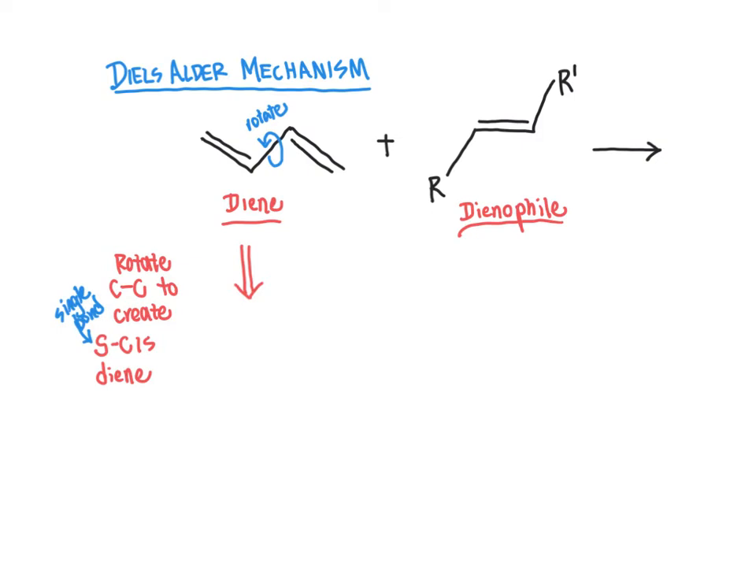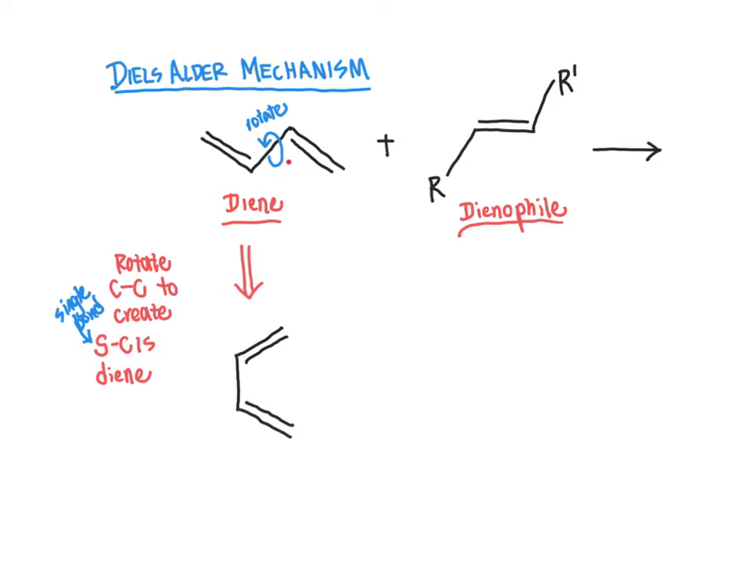And the purpose of this, from the perspective of writing out the mechanism, is that by placing those two groups cis to one another, we're going to be able to more easily visualize the electron flow that has to go on in order for this reaction to take place. And in actuality, when we are doing Diels-Alder reactions in the real world with various different molecules, it is essential that the diene be able to assume this S-cis conformation in order for the reaction to take place.